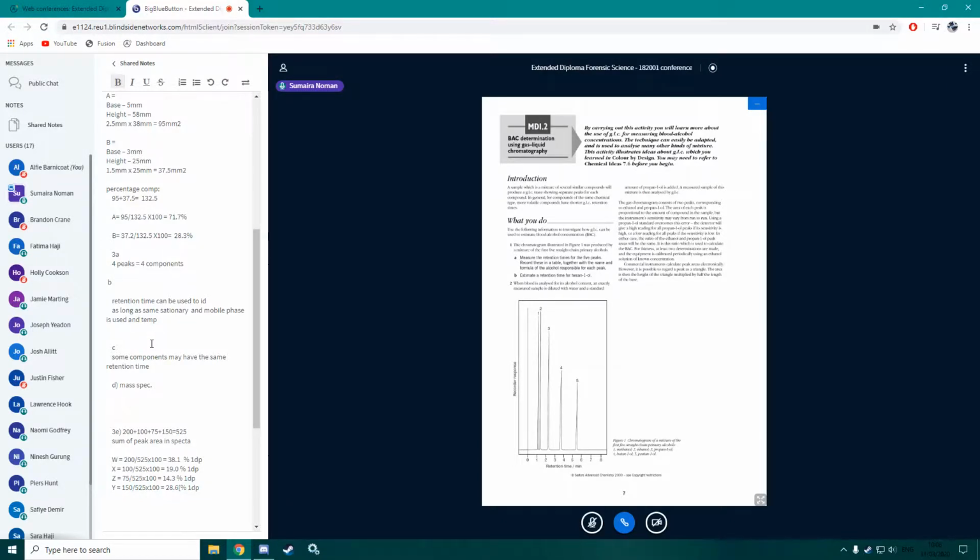And then the blood is analysed for alcohol content. An exact measured sample is diluted with water and a standard made. So we know how to make standard solutions; we've done that in class. A standard amount of propan-1-ol is added. A measured sample of this mixture is then analysed. The gas chromatogram contains 2 peaks corresponding to ethanol and propanol. The area of each peak is proportional to the amount of compound in the sample.